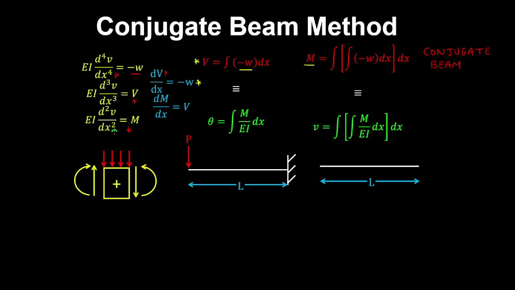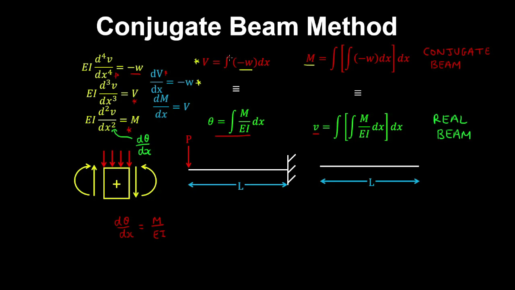Now if we write the curvature as the first derivative of the rotation with respect to x, then that gives d theta dx is M on EI, and then separating the variables and integrating this expression gives an equation for theta as the integral of the curvature with respect to x, and integrating the rotation gives the deflection. So these are our equations for the real beam.